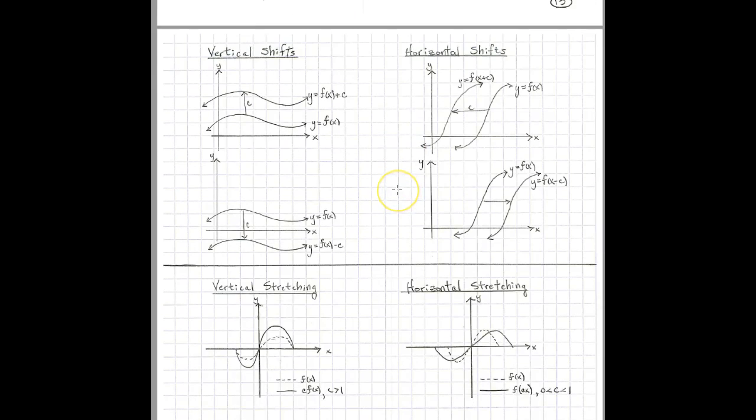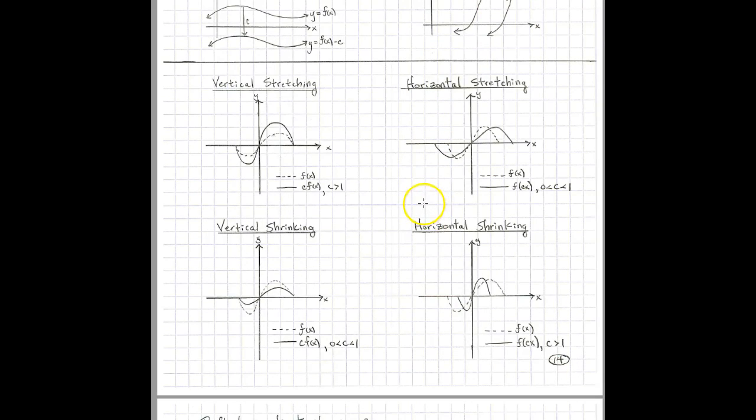From there, we want to build in some transformations. So you should understand vertical shifts. If I add a constant to a function, it shifts it vertically upwards. If I subtract a constant, it shifts it vertically downwards. If I instead look at adding the constant inside the argument of the function, if I add a constant, it shifts it to the left. If I subtract a constant, it shifts it to the right.